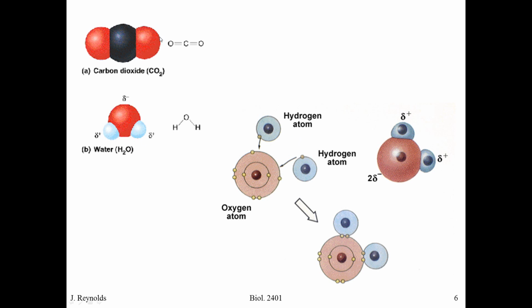So again, if you look at the CO2 molecule right here, the carbon is in black in the middle between the oxygens. This is nonpolar. This is equal sharing of electrons. There's no charge on the end of the molecule either side.